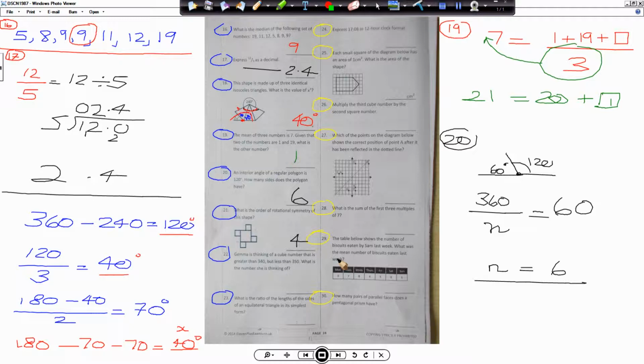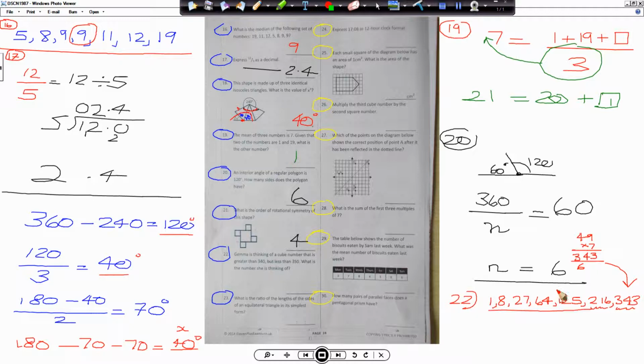Gemma is thinking of a cube number that is greater than 340 but less than 350. What is the number she is thinking of for number 22? Okay, now, these are a list of the cube numbers. 1 times by 1 times by 1 is 1. 2 times by 2 times by 2 is 8. And so on. The 3 cubed, 4 cubed, 5 cubed. Most students know up to here. So this one here, we just worked it out. And that one, we just worked it out from that calculation there, which was 7 cubed.